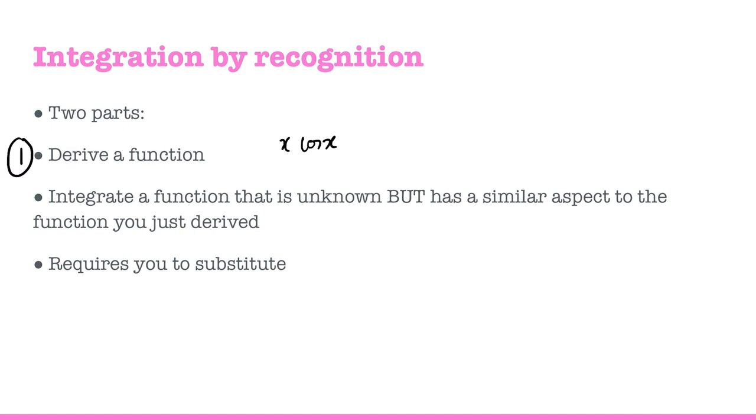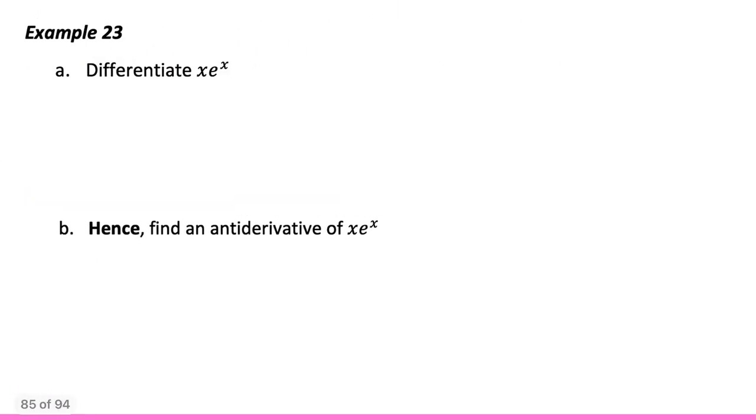And deriving a specific function that they give you can actually help you integrate a function that looks like this. Then, once we've derived that function, we're going to integrate a function that is unknown, but has a similar aspect to the function that you just derived. A lot of the time, you will be required to substitute, and that's basically how you do it. I know this sounds kind of confusing. Let's go ahead and complete an example, and I'm sure it'll be a lot clearer once we do that.